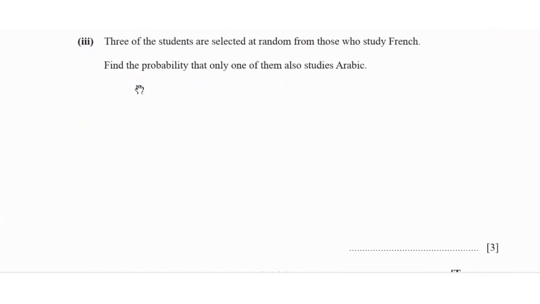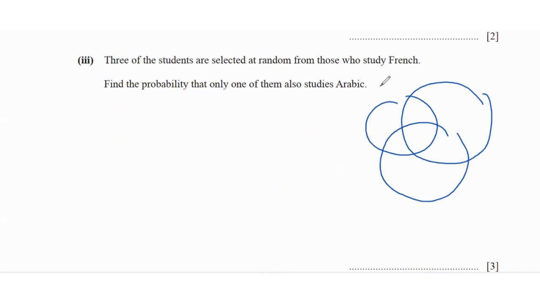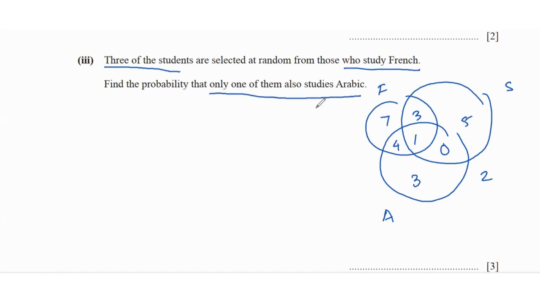3 of the students are selected at random from those who study French. Now, it's not just French, it says French, which means people who study Spanish and Arabic, who also study French, will be a part of this. So find the probability that only one of them also studies Arabic. French, Spanish, Arabic. So we have 7, 3, 4, 1, 3, 0, 5, and 2 over here. Okay, so they're saying 3 of the students are selected at random from those who study French. Find the probability that only one of them also studies Arabic.